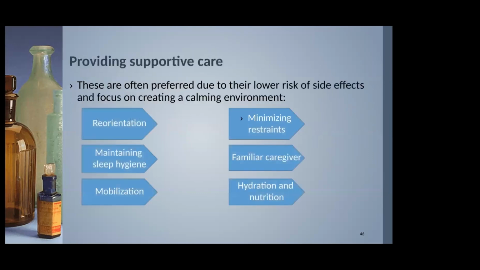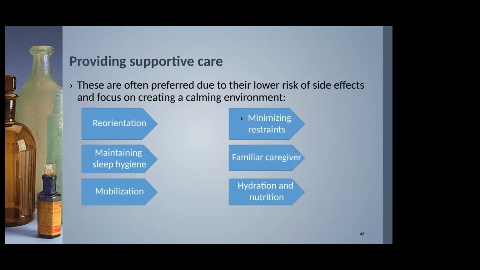The third one is providing supportive care. These measures are often preferred due to their lowest risk of side effects, and focus on creating a calming environment. By supportive care, we may mean reorientation. We have said that patients with delirium are disoriented to time, place, person, or situations. So we have to regularly reorient the patients to where they are. We may need to introduce ourselves. We may need to tell the patients the time and the place.